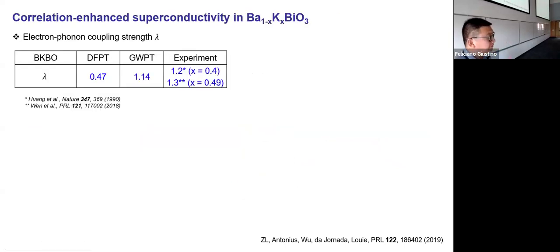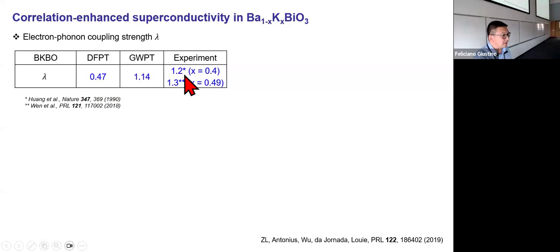If we put those into numbers, we can quickly estimate the TC. First, we can calculate lambda. That's also been done through the week. And in our calculation, we find a DFPT value of about 0.47, whereas GWPT is about 1.14.